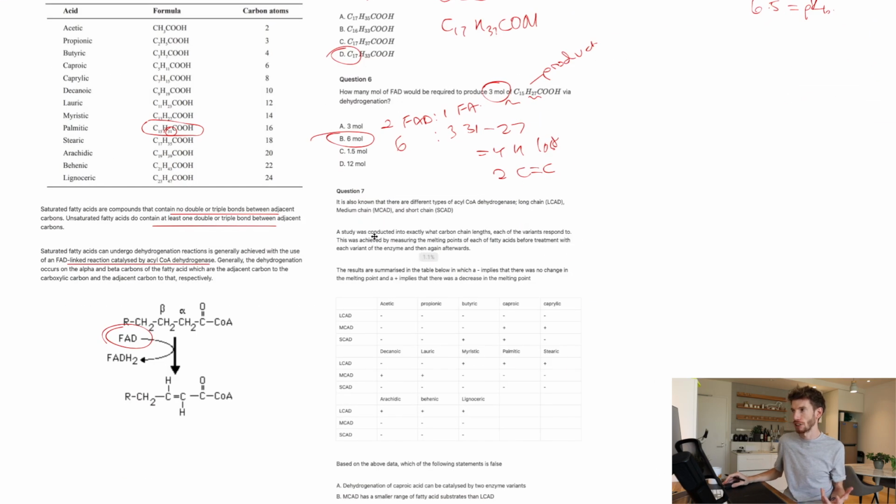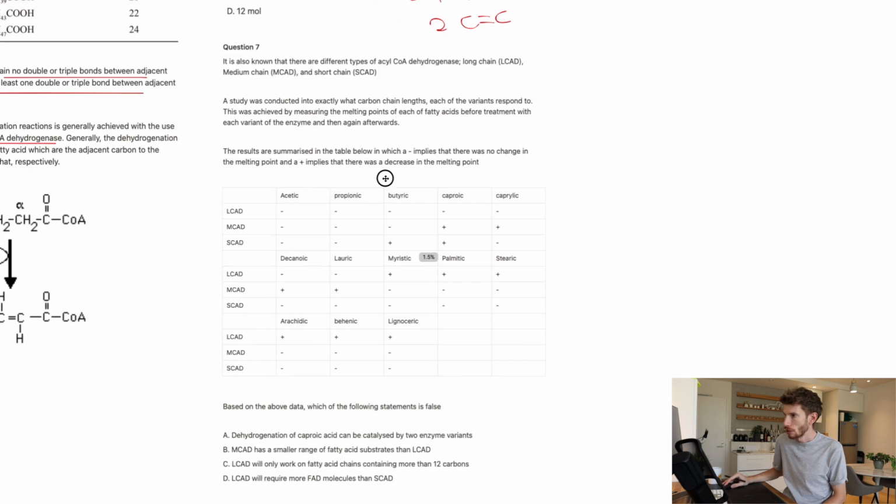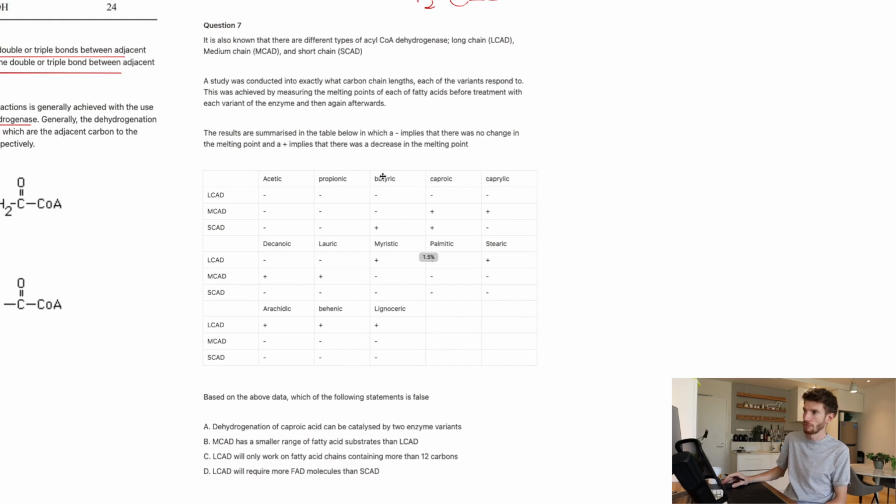So it's technically a mole ratios concept that we see in chemical equations, just put in a reaction pathway. They like to do that. So then finally, it's also known that there are different types of acyl-CoA dehydrogenase enzymes. There's the long chain LCAD, the medium MCAD, and short chain SCAD.